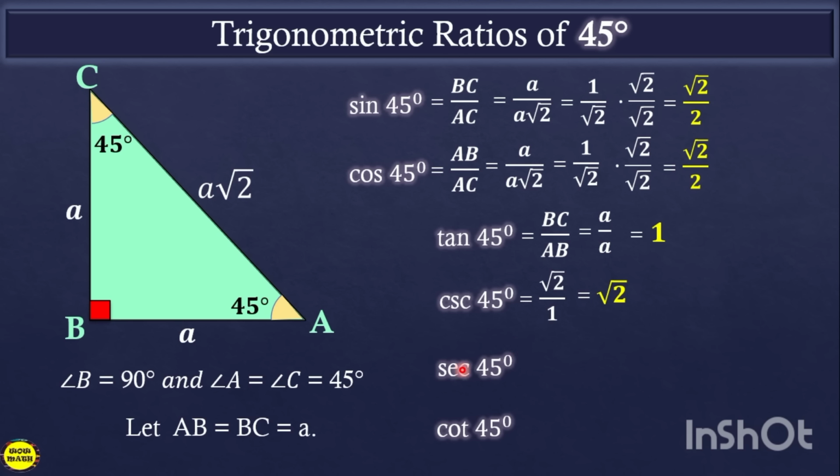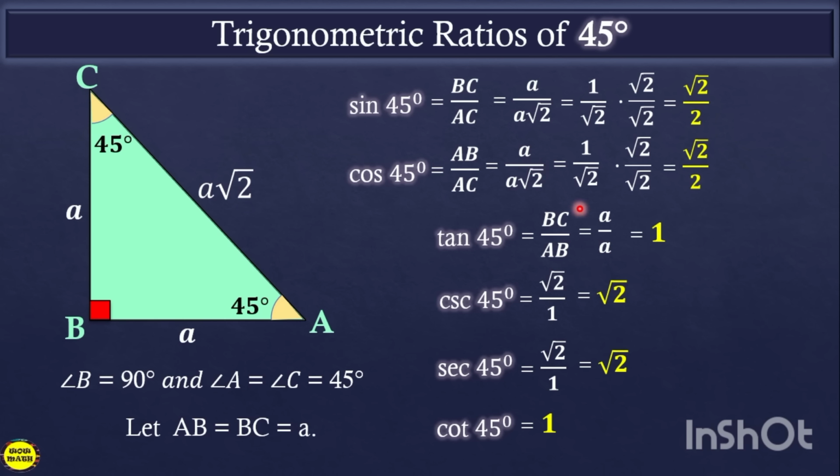mag-rationalize. Next, this is the reciprocal of cosine. So, ganun din po. So, pwede na po ito. Okay, so, yan ulit ay square root of 2. And then for cotangent 45 degrees, reciprocal of 1, that is still 1. Okay, so these are the trigonometric ratios of 45-degree angle.